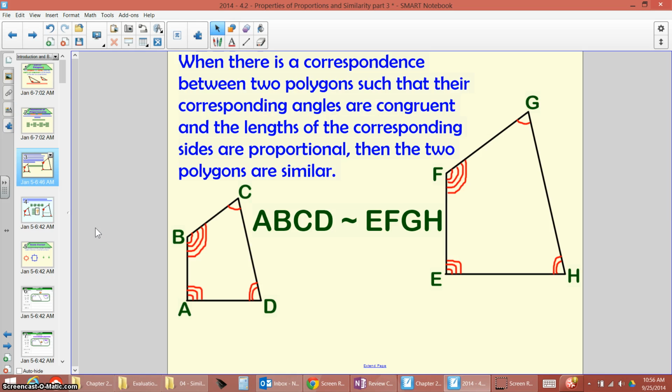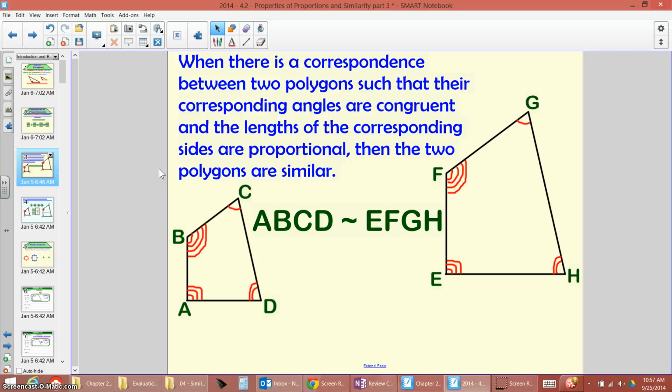Let's look at a picture of this idea. So here's this ABCD. See how A and B correspond to the same location, E and F? That's where the corresponding statement comes from, or the proportionality statement comes from. Now we can also say not just the side lengths, but the angles. Each angle is congruent. So their angles are congruent and their sides are proportional.